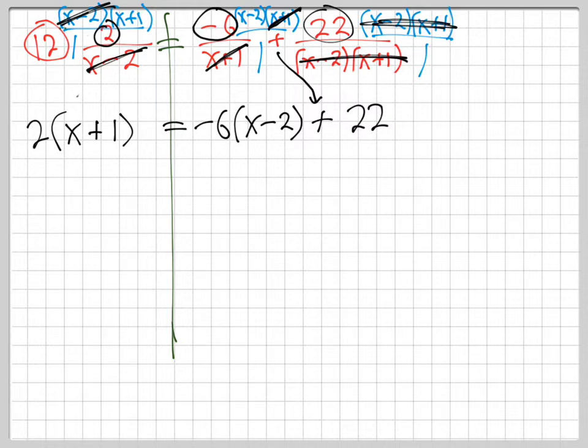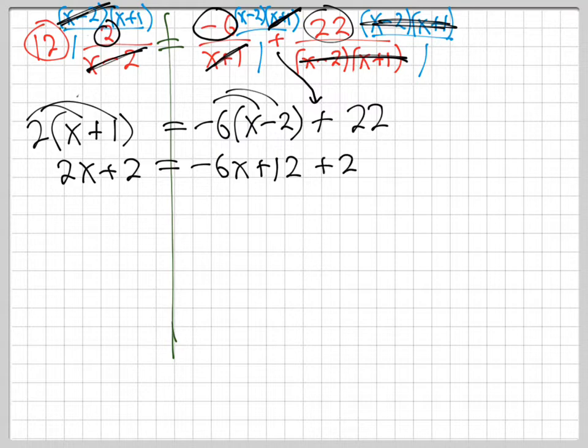You can take it from here, right? Can you whip it out? Good. I'm hoping you're good. Feel free to speak up if it's not seeming good. So minus 6x plus 12 plus 22.